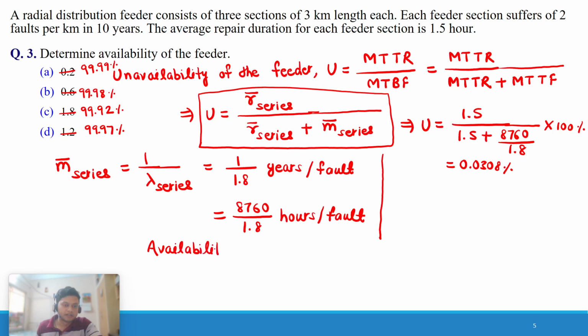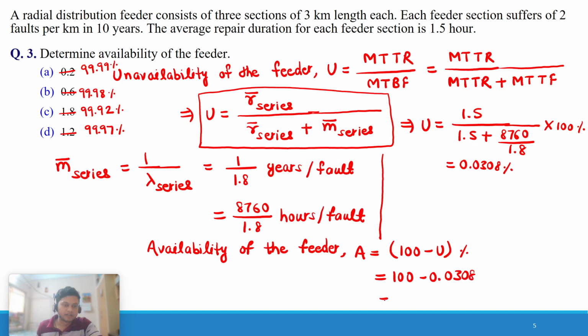Finally, the availability of the feeder we can write A is equal to 100 minus U percentage. So 100 minus 0.0308 will give you 99.97%. Option D is correct. So the common data type question is finished.